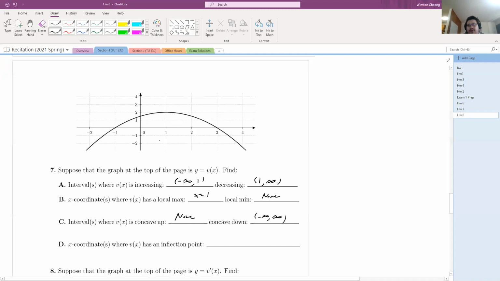And then inflection point, well, by definition requires that you're transitioning from concave up to concave down or vice versa. So here there is no inflection point because there's no change in concavity. Okay.